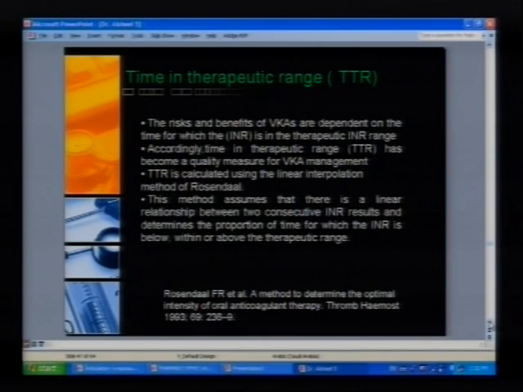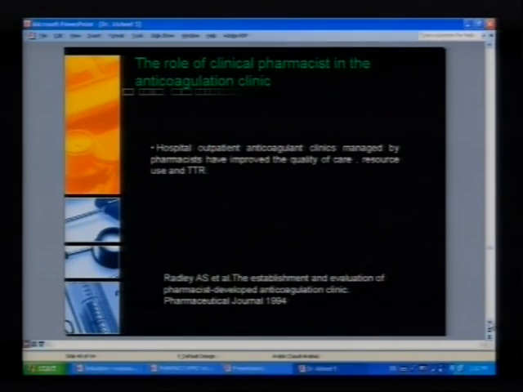And this is another one from abroad. This is in Europe. And this is the surrogate marker, time in therapeutic range, and there is a mathematical method to calculate it. And regarding the role of the clinical pharmacist, unfortunately we don't have clinical pharmacists in our anticoagulation clinic, but hopefully in the future we will collaborate with them. They have a very significant role. And I did not overview all trials.